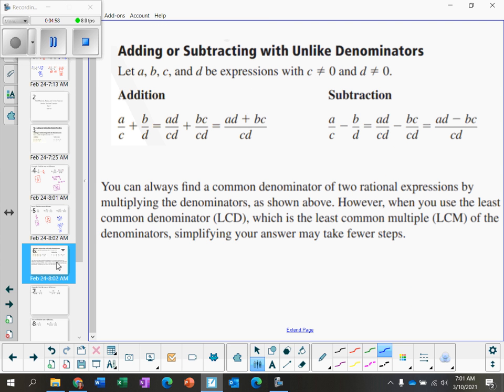Then we're going to look at adding and subtracting with unlike denominators. So we have to have a common denominator between them. So I'm going to be doing these the same way I was doing my fractions earlier with unlike denominators. As long as they're fully factored, I'm just going to end up multiplying each fraction by the part it's missing. If they're not fully factored, I'm going to factor the denominator, look for anything that's in common, and multiply by the part that it's missing.